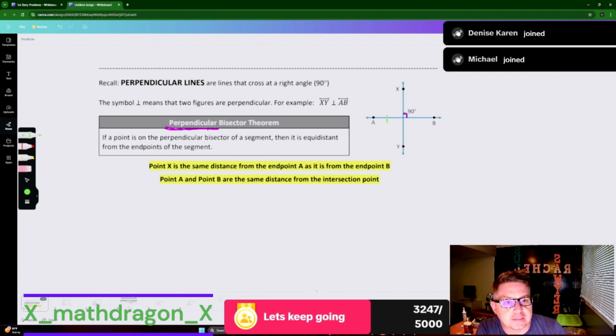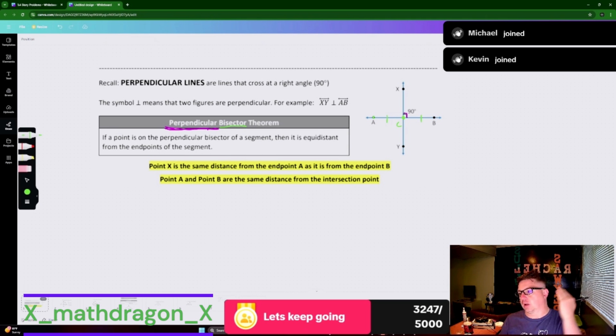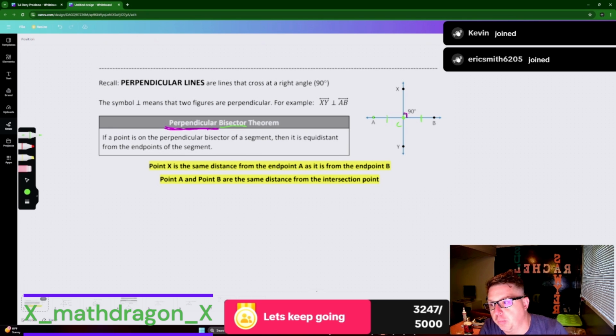It's going to split A to this center point. We'll call it C. A to C and B to C are equidistant away. That's what makes it a bisector, because a bisector cuts anything into two equal pieces. Okay? So when you hear perpendicular and bisector joined together, it means we have a right angle and it cuts it into two equal pieces.